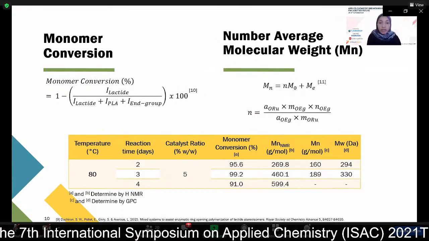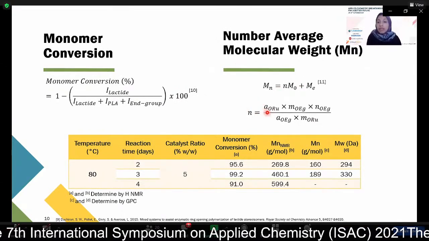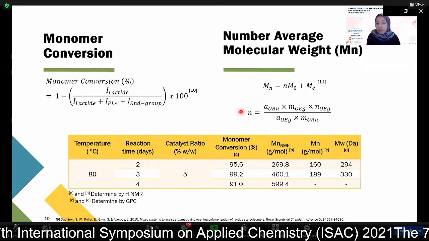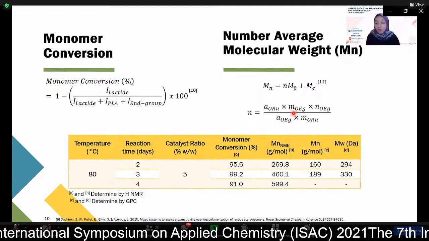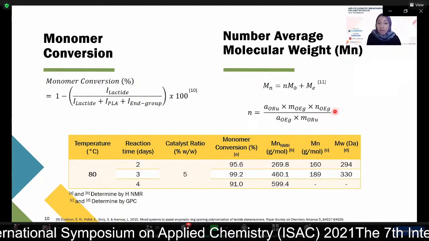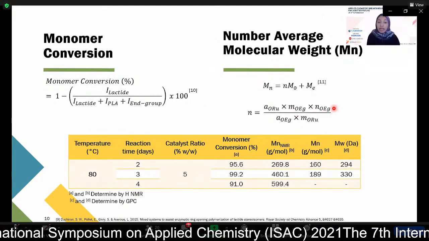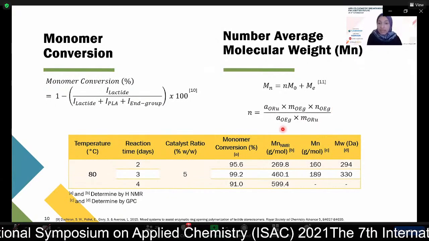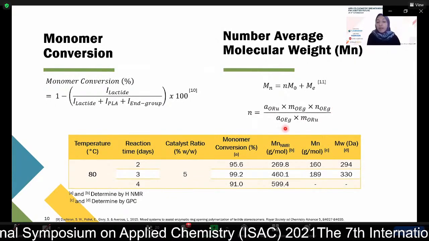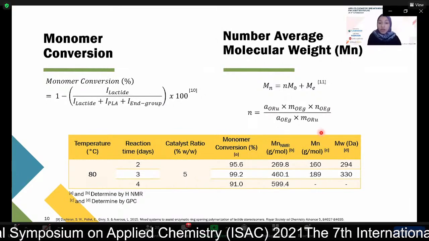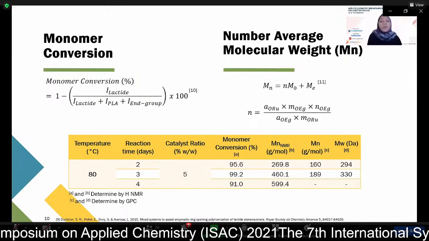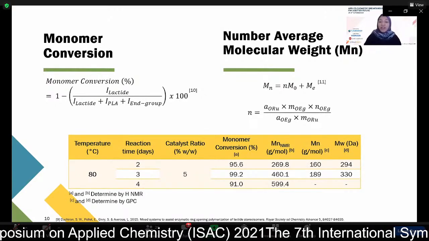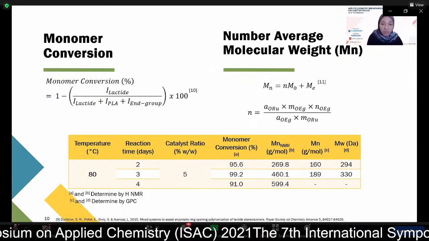equation. This belongs to the peak area of the repeating unit, and this is the proton number of the end group, and this is the number of the end group, and this is the peak area of the end group, and this is the proton number of the repeating unit. So, the calculation of the monomer conversion and the Mn of the PLA is shown in this table.